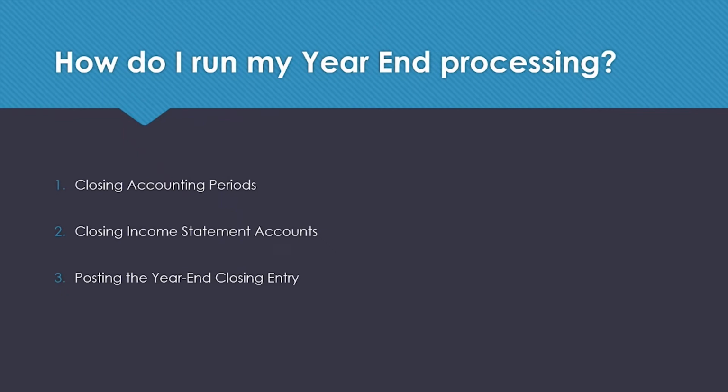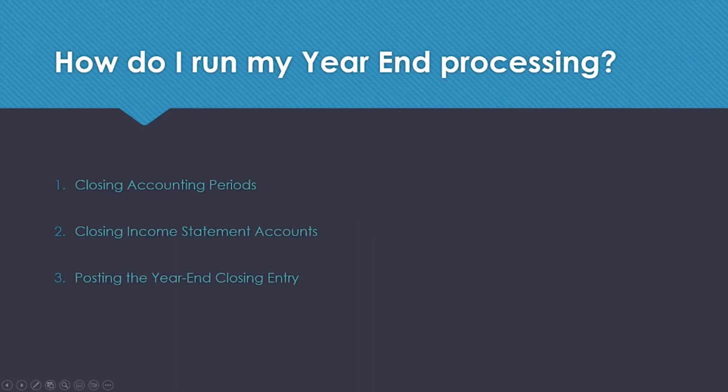Running our year-end processing. It's something we have to do, something we need to know, but something that only comes around once a year, so we don't regularly remember it. So I'm going to go through just 3 simple steps today: closing accounting periods, closing income statement accounts, and then the posting entry that we're going to post from our general ledger.